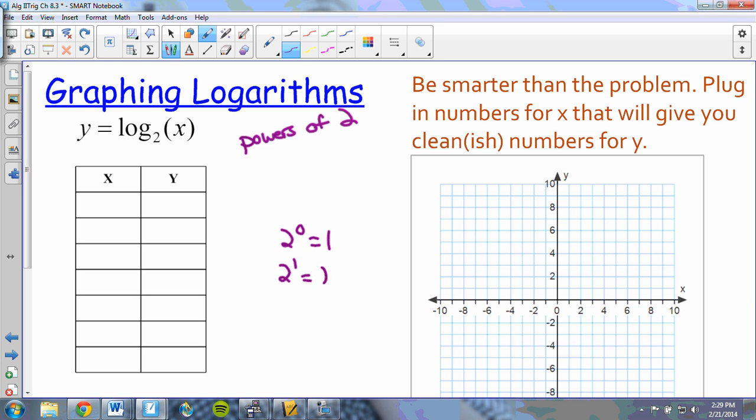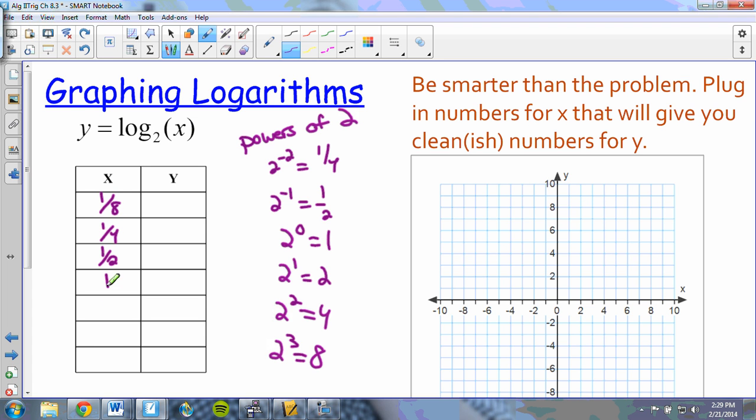There's 2 to the 1st, which is 2. There's 2 to the 2nd, which is 4. 2 to the 3rd is 8. But don't forget the other direction. And 2 to the -3rd would be an 8th. So I'm going to plug in numbers like an 8th, a 4th, a half, 1, 2, 4, 8. These are numbers that I'm plugging in to this x value here.